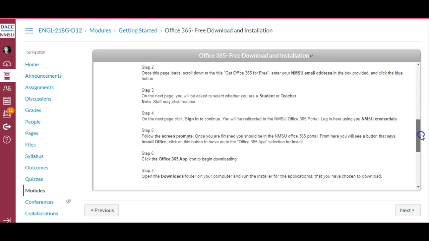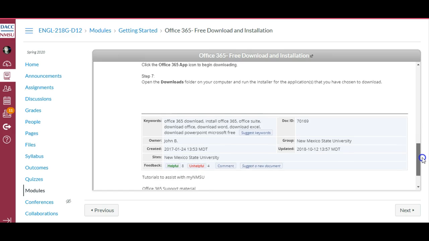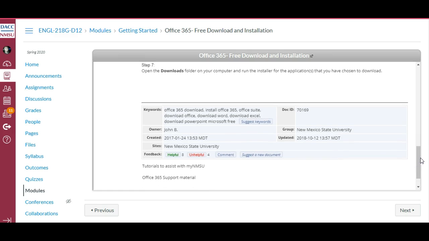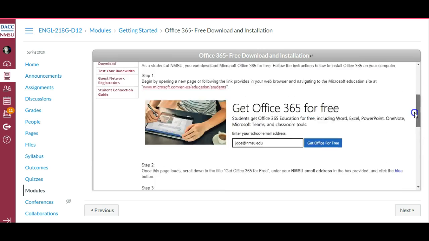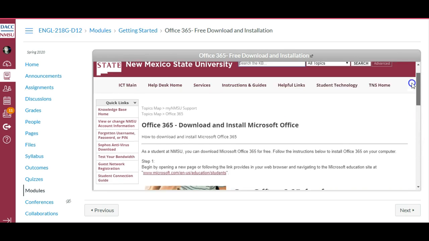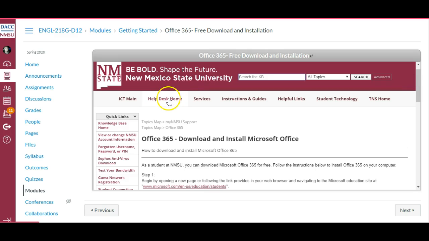And I don't know if they have a number here, but you can possibly, yes, they do. So no, they don't have a number. But you can always go to where it says Help Desk Home, and you can go ahead and call them if you're having trouble downloading or installing Office 365.